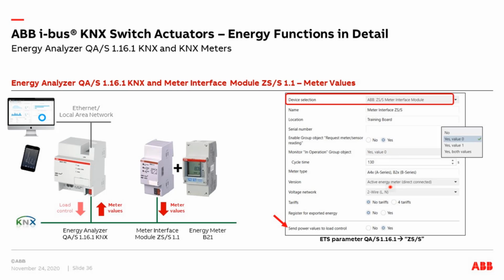And then I have to set some meter-specific parameters, like I have set in the ZSS, a 2-wire, 4-wire with tariffs or other tariffs. What is now important is the parameter: if the power values should be used in the load control function of the energy analyzer. Yes or no, of course, we want to use these values, and then we have to tick here.